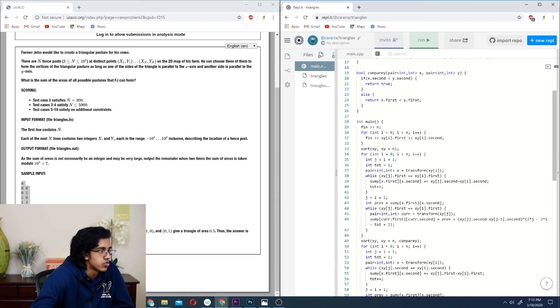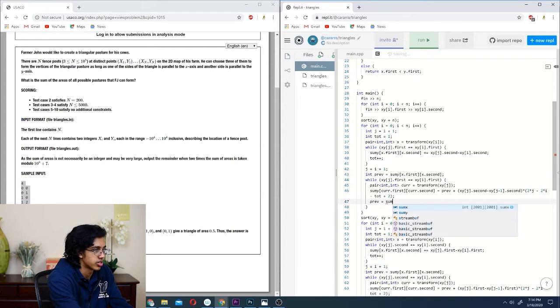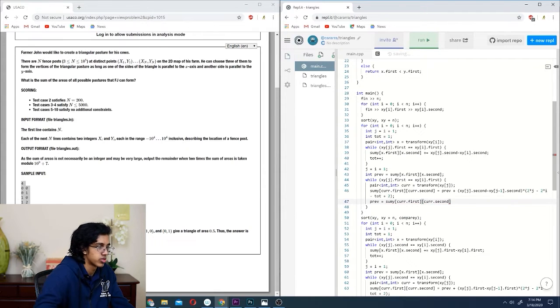Okay, so let's see. So it does sort it, and then it goes through here, adds 1 to the total. Oh, we never changed prev again. Okay, the prev has to equal sum y car dot first, car dot second. We'll do the same over there.